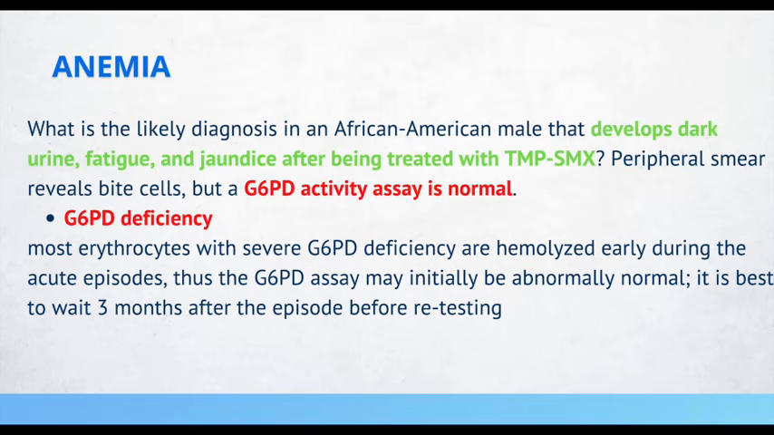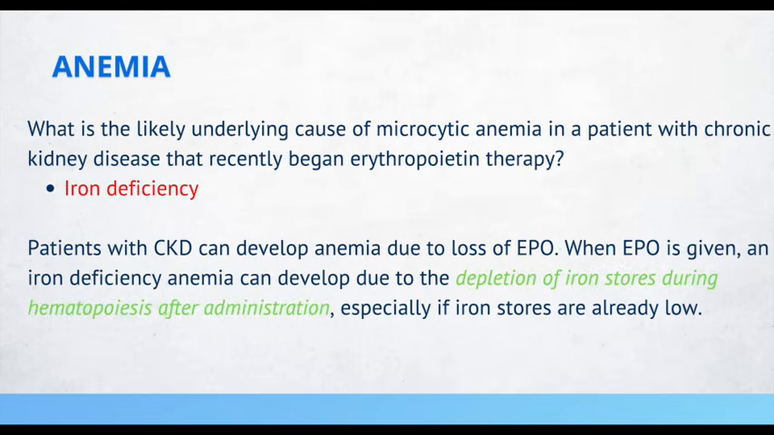What is the likely underlying cause of microcytic anemia in a patient with chronic kidney disease that recently began after starting EPO therapy? Well, this would be iron deficiency anemia. So this is extremely high yield. If a patient has chronic kidney disease and they are now taking an EPO agent, they can develop iron deficiency anemia.